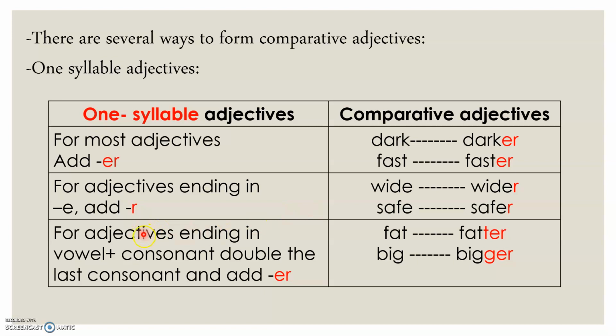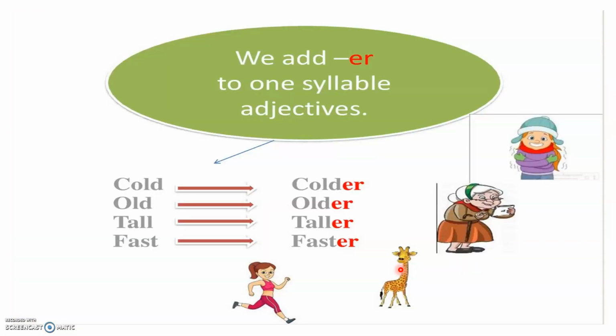Okay? For adjectives ending in vowel consonant, we need to double the last consonant, then we add ER. For example, fat. The word fat ends with a vowel and consonant. So to form the comparative adjective, we need to double the last consonant, then we add ER. Fatter, bigger.